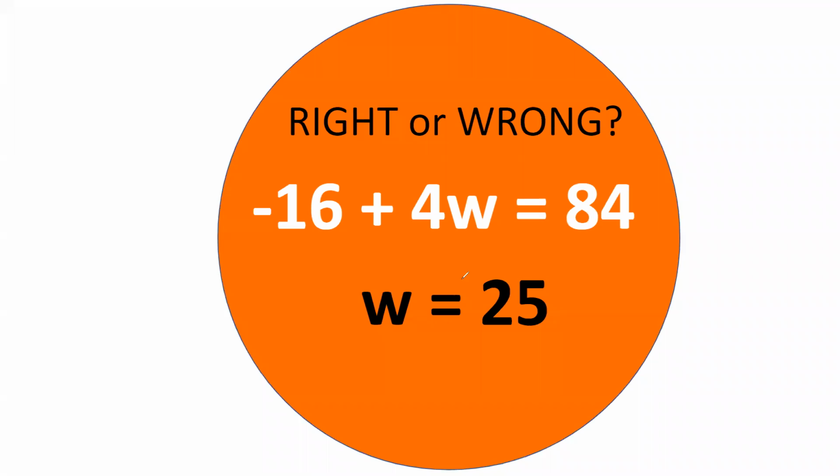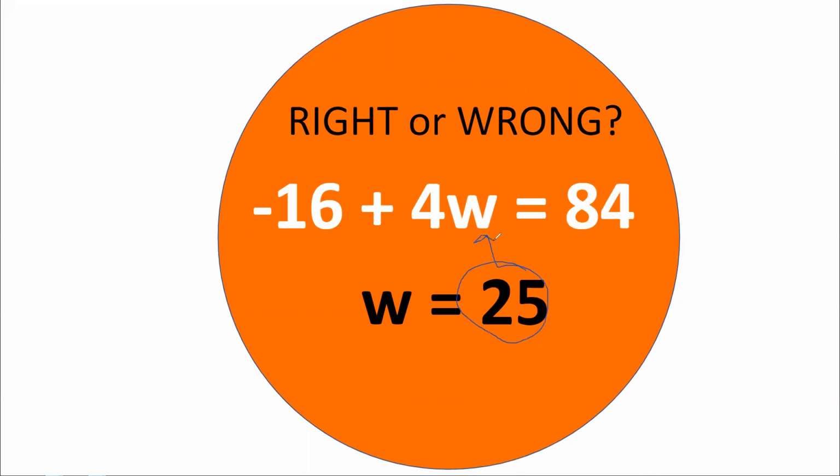Let's check it. So we've got 25 for W, so we're going to substitute it in there. So I have -16 plus 4 times W, which is 25, and that equals 84. Equals, there we go. Again, I'm following order of operations, so I'm doing my multiplication first and then my addition. So 4 times 25, I know is 100, because 4 quarters equals $1. And then I'm just going to bring down the rest of my equation.